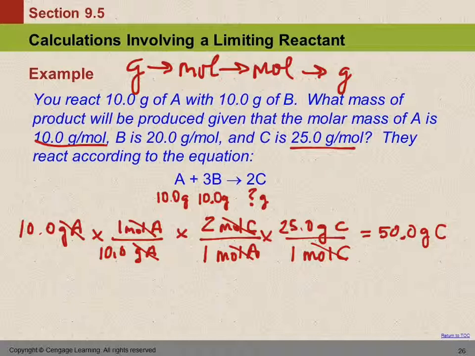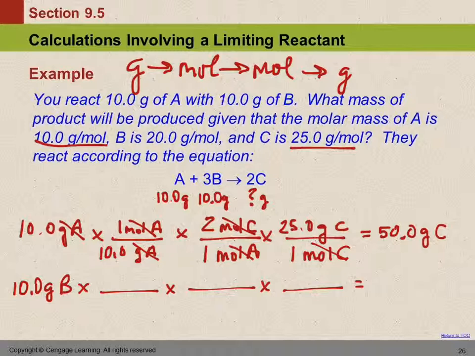We're going to do the same thing for B. We have 10 grams of B. And we're going to have times in a line, times in a line, times in a line equals grams to moles to moles to grams. Okay, this time we're starting with grams of B, so we go to moles of B. We're still trying to find the mass of C ultimately. So don't switch this up now and go to moles of A or something crazy like that.